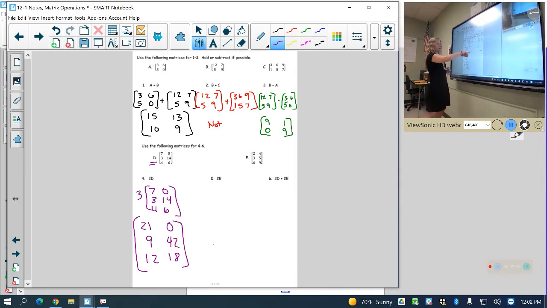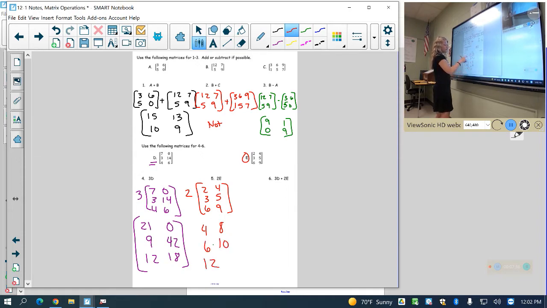Now let's go ahead and try 2 times E. So I'm going to take E and multiply it by 2. So I have 2 times 2, 4, 3, 5, and 6, 9. Just multiply each number on the inside by 2. 2 times 2 is 4, 2 times 4 is 8, 2 times 3 is 6, 2 times 5 is 10, 2 times 6 is 12, and 2 times 9 is 18.